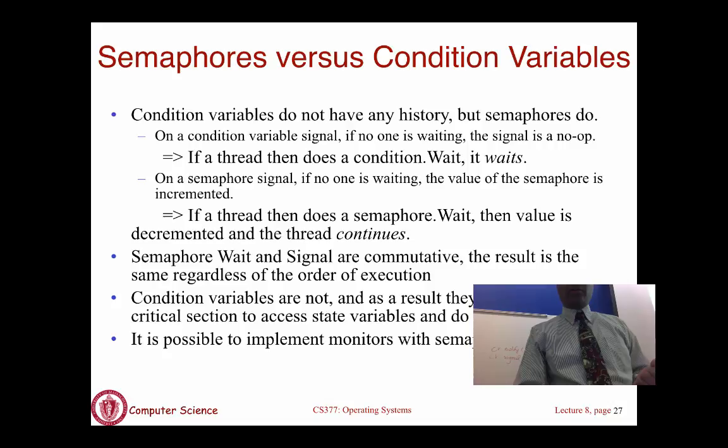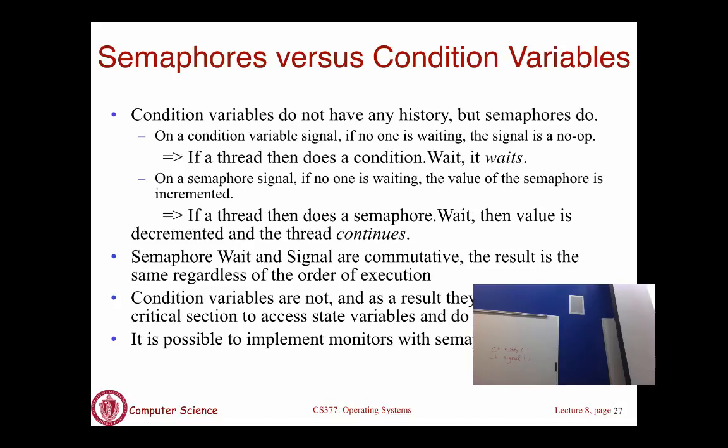Here is some more information on what I just said. Condition variables do not have any history and semaphores do. What that means is a semaphore has a value associated with it. It's an integer variable. You explicitly increment and decrement the value, so it has a state. The state is the value of the semaphore. Condition variables don't have any state. Wait just means block. There are no ifs and buts. You always block. Signal just says if something is asleep, wake it up. There's nothing more that you do there.